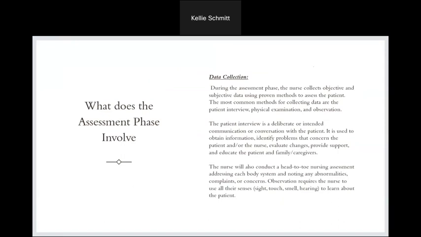What does the assessment phase involve? Well, we have to collect data. We collect the objective, remember the measurable data that we can see, height, weight, blood pressure, cholesterol level, and the subjective data. My eye is itchy. My head is pounding. And the most common methods for collecting this data are patient interview, a physical exam, and observation.